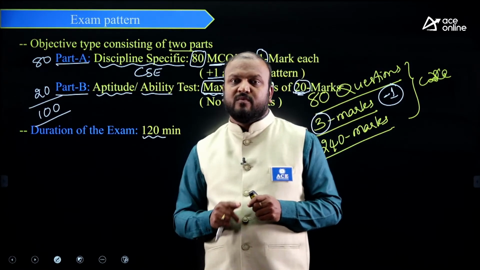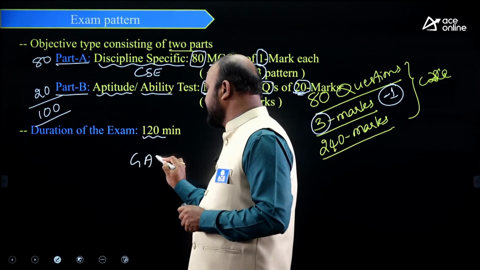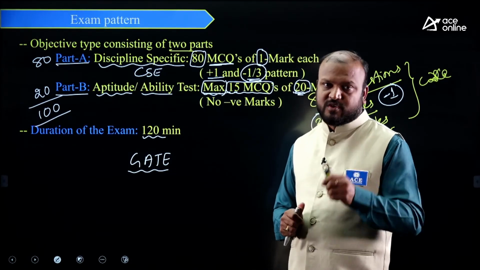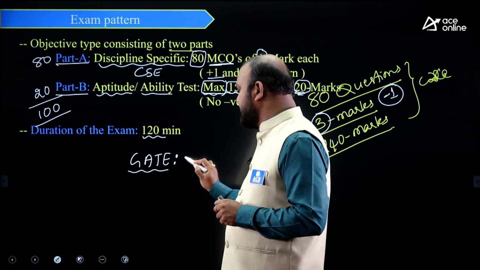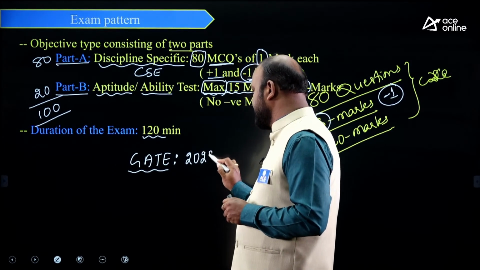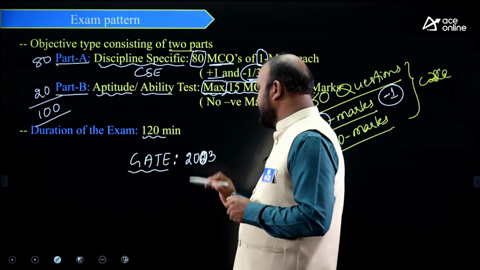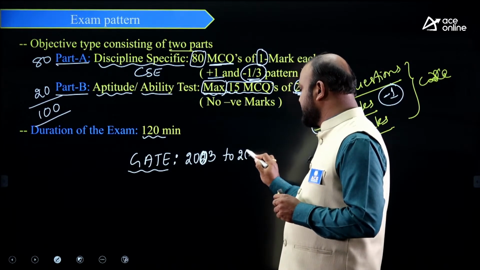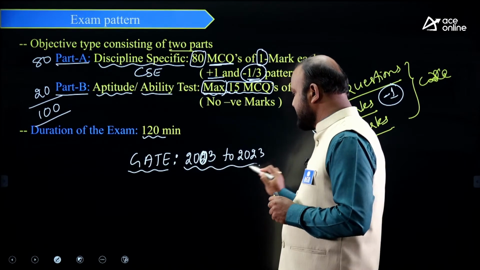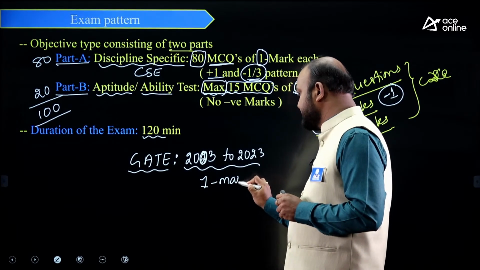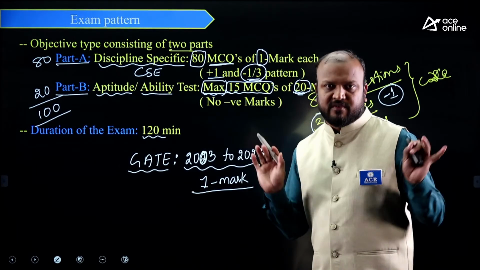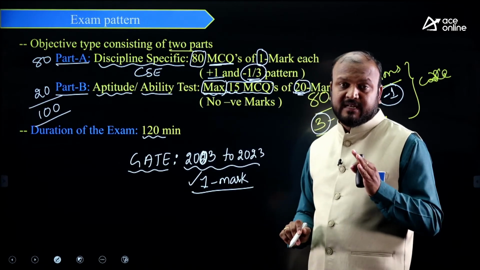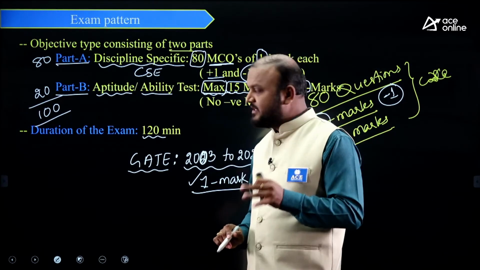So for the preparation, what I suggest now, in the GATE exam, because most of the GATE questions are directly given in the ISRO paper. So in GATE, from 2003 it is MCQs. From 2003 to 2023, all the papers, I suggest you solve all the 1 mark questions. First you complete it. Solve all 1 mark questions. That will definitely help you a lot, right?